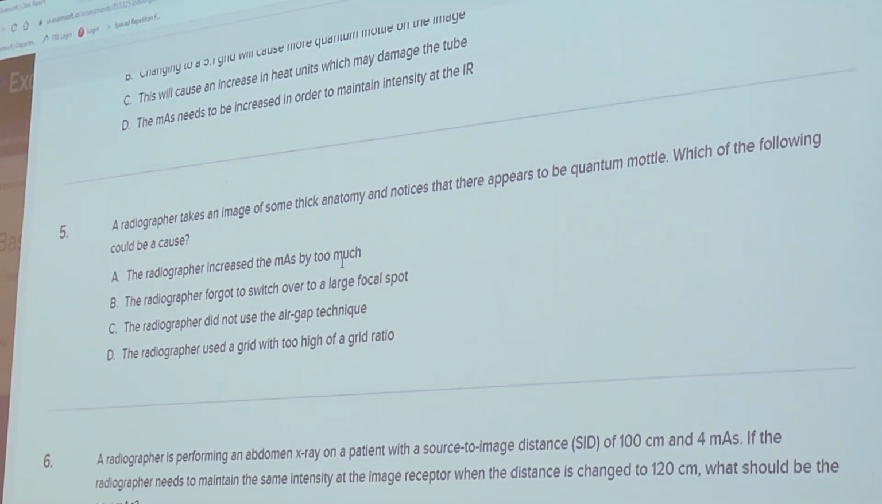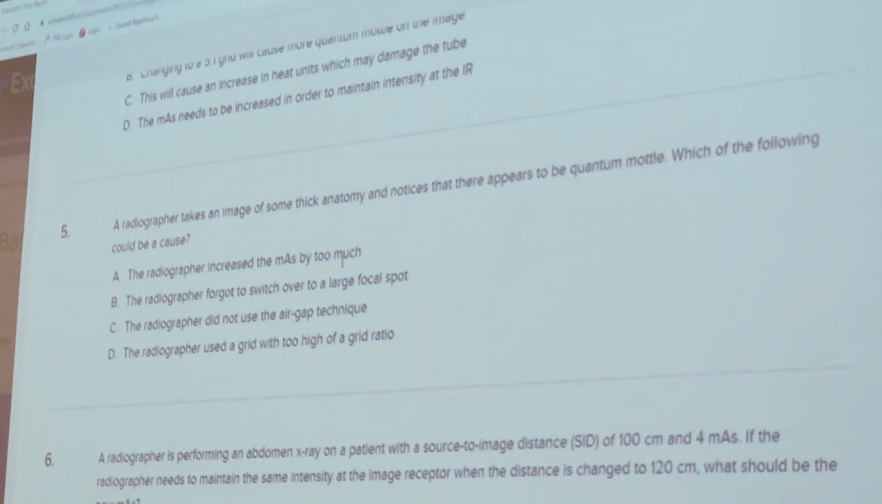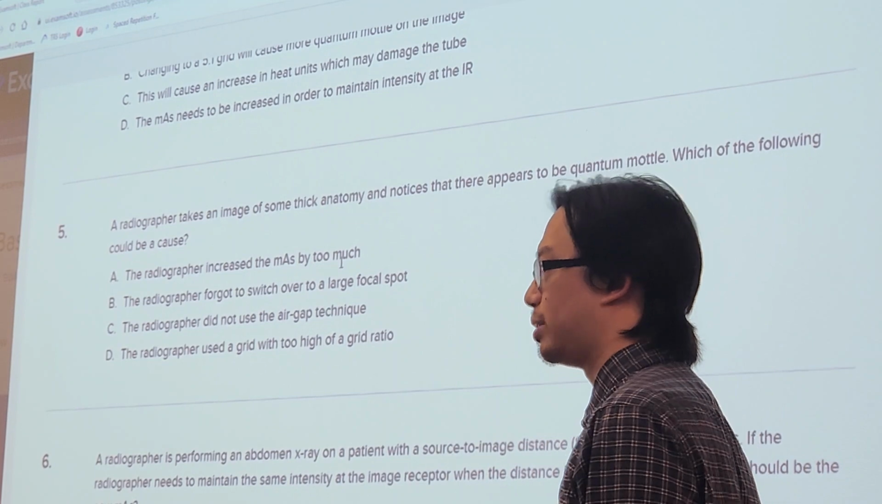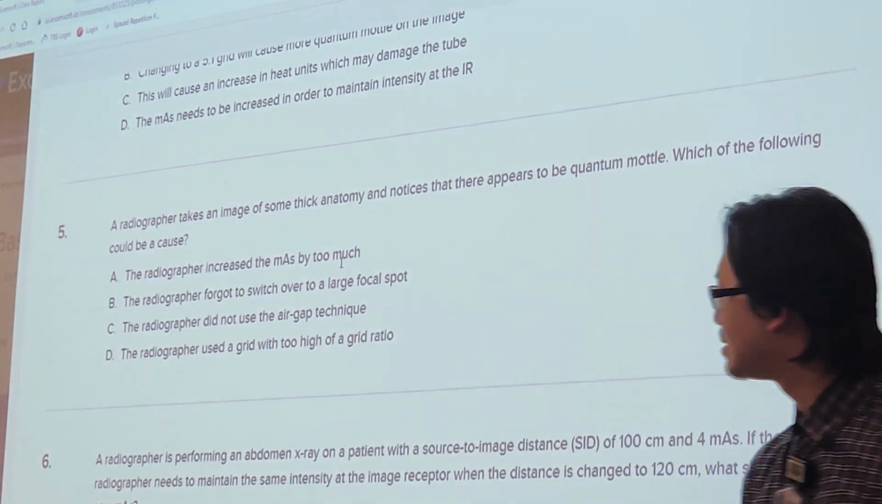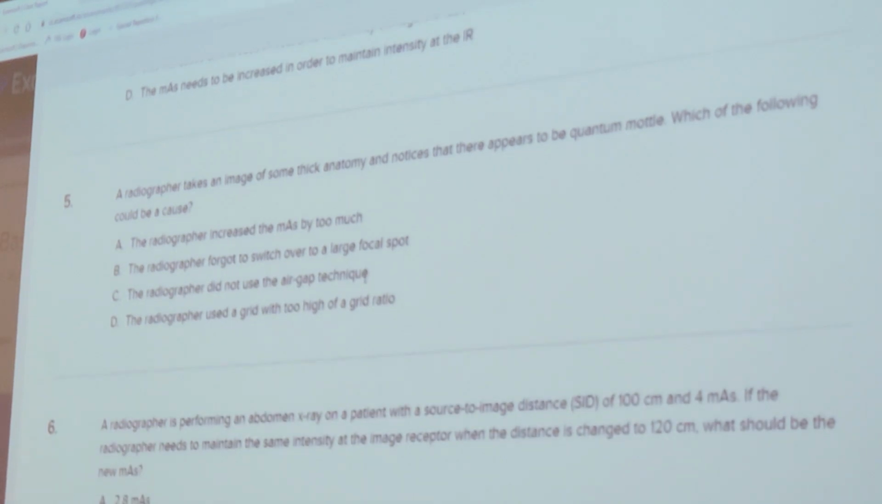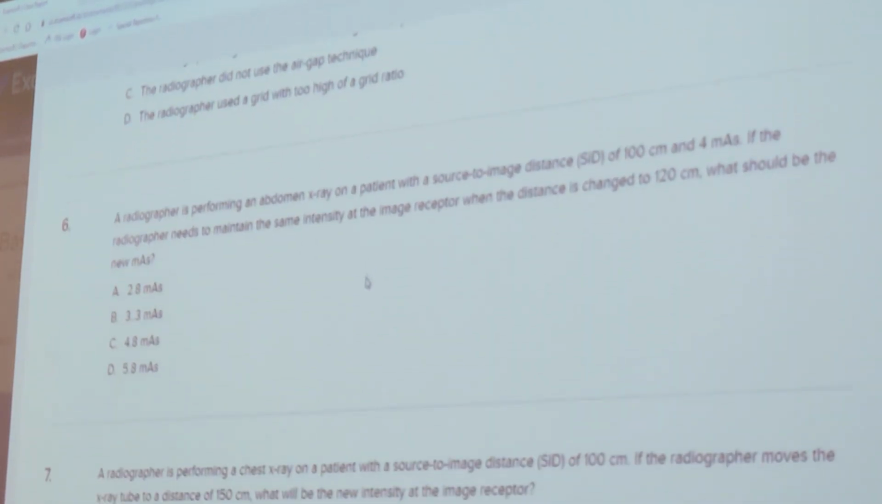So underexposure causes quantum mottle. Very good. All right, let's take a look at number 6. Everybody's got number 5 correct: quantum noise and quantum mottle. So on to number 6. This is where the math begins.